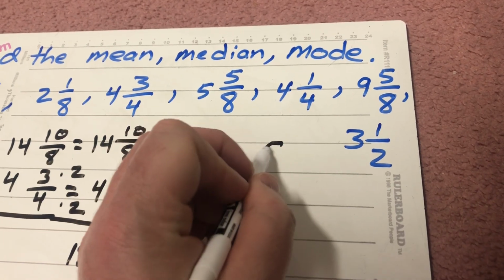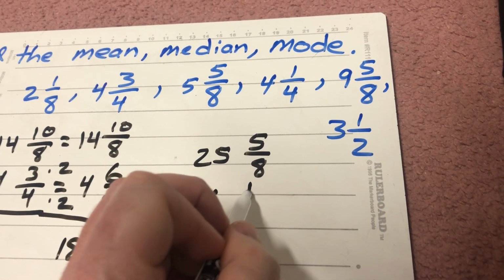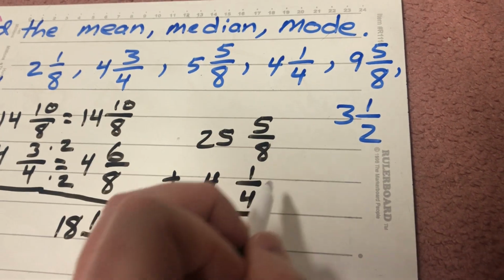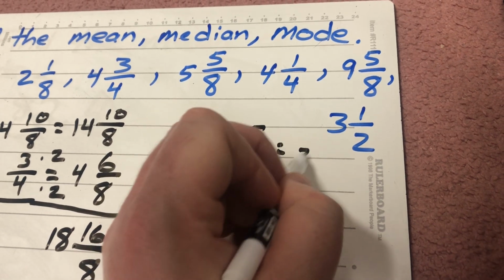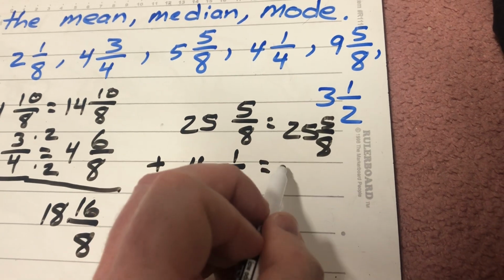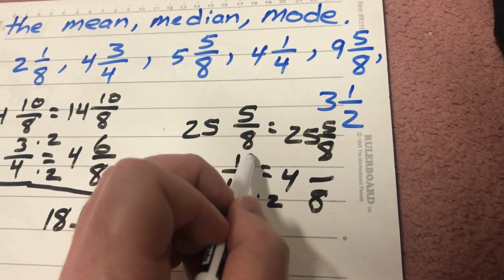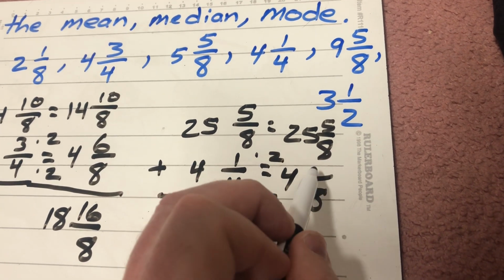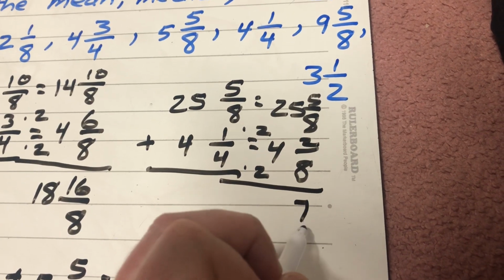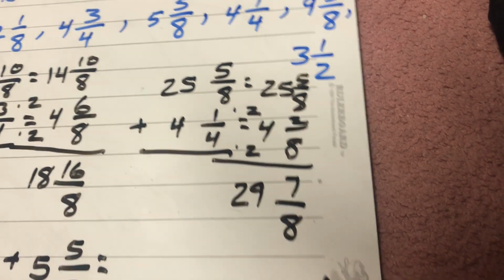25 and 5/8 plus the 4 and 1/4. Well, I should think that 4 and 1/4, this is going to stay as 25 and 5/8. This is going to become 4 and something over 8. Well, 4 times 2 is 8, and 1 times 2 is 2. So 5/8 plus 2/8 is 7/8. 25 plus 4 is 29.